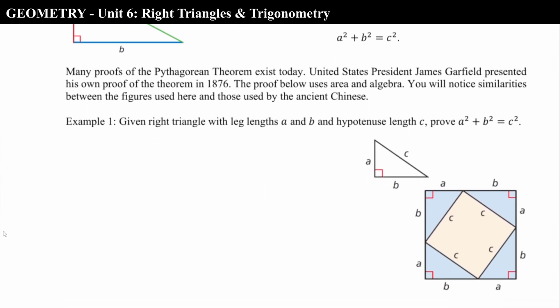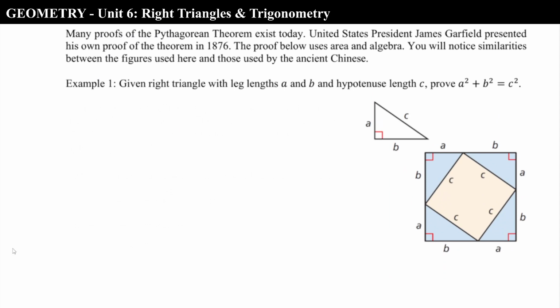Now, many proofs of the Pythagorean theorem exist today. In fact, U.S. President James Garfield, who took office in 1881, was shot 3 months later, and then eventually died from his wounds 3 months after that. He wrote his own proof of the theorem in 1876. Now, the proof you see here uses area and algebra, and you're going to notice similarities between the figures used here and those used by the ancient Chinese at the top of the page.